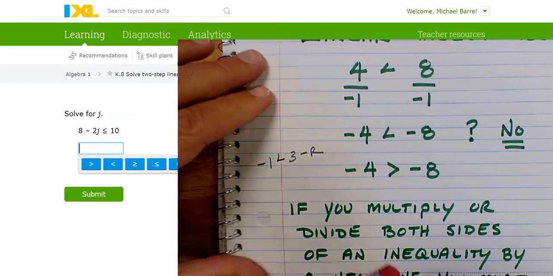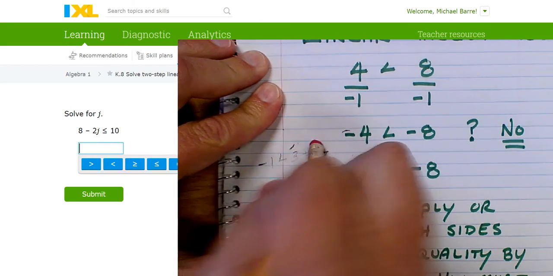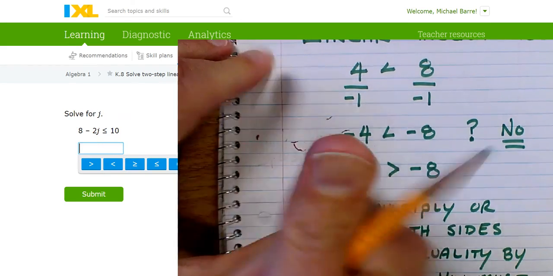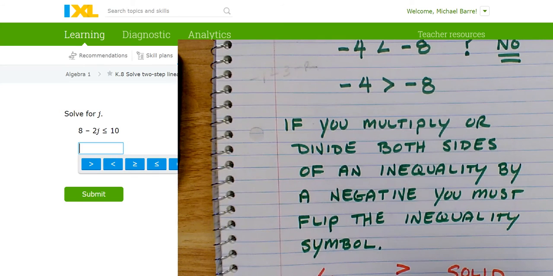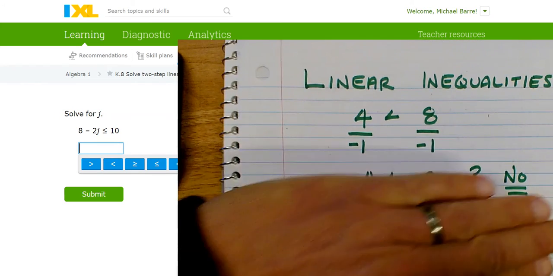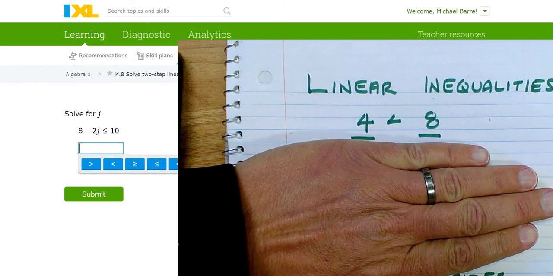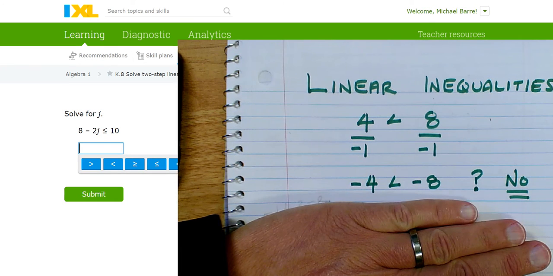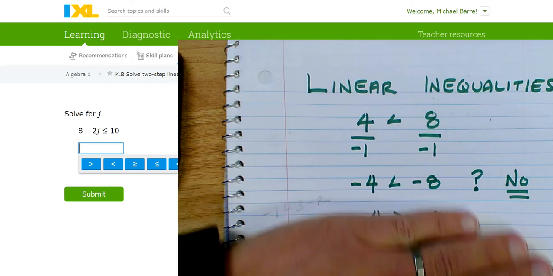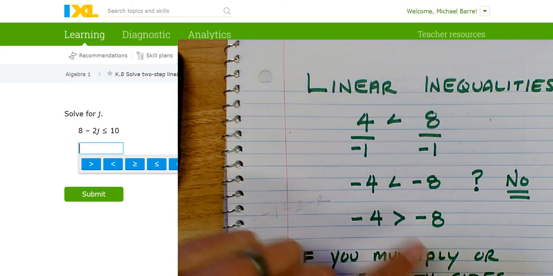The one difference between solving inequalities and solving equations is the idea that if you multiply or divide both sides of an inequality by a negative, you must flip the inequality symbol. Here's the demonstration of why. 4 is less than 8. If I divide both sides by -1, I get -4 is less than -8, which doesn't make sense. I have to flip the inequality symbol.